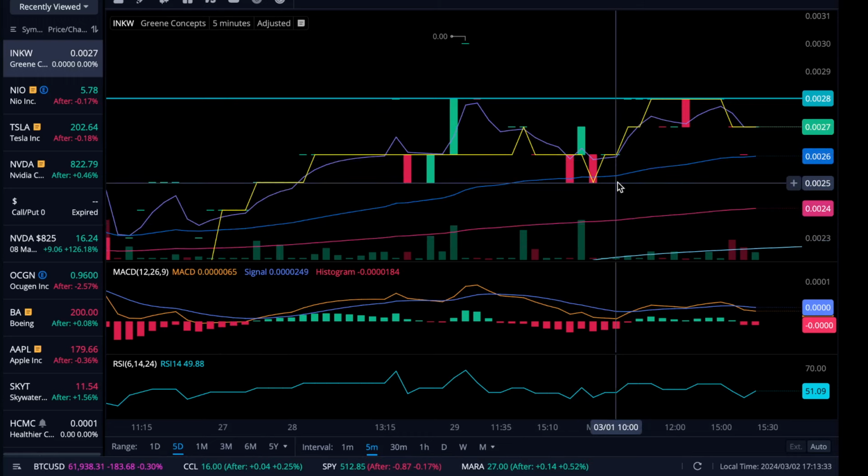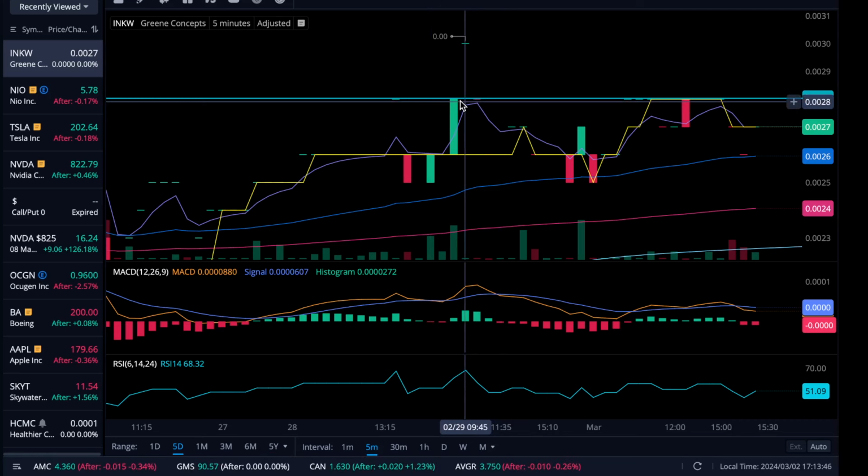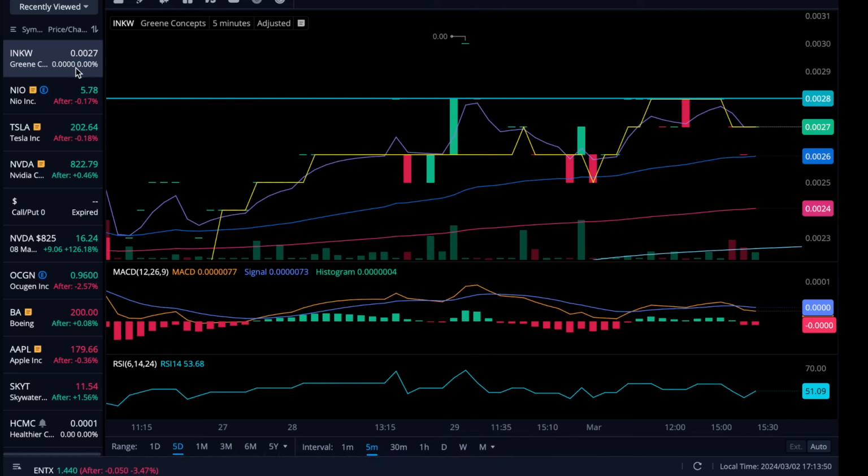I did tell you guys that 0.0028 is going to be a massive resistance level. Over the week, we tested it three times and got rejected. Three times we got rejected, and we closed at the same price the market opened on Thursday, 0.0027 on Thursday and on Friday, right? On the 1 month.